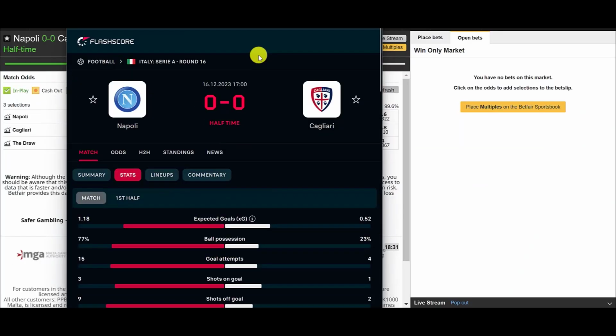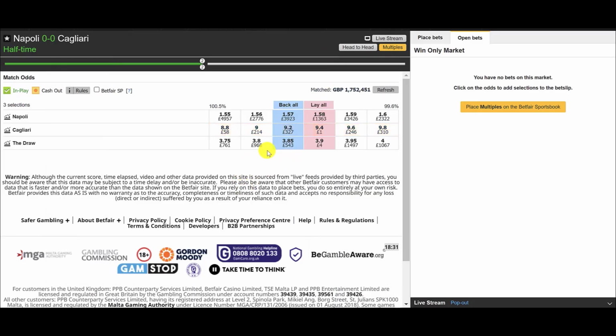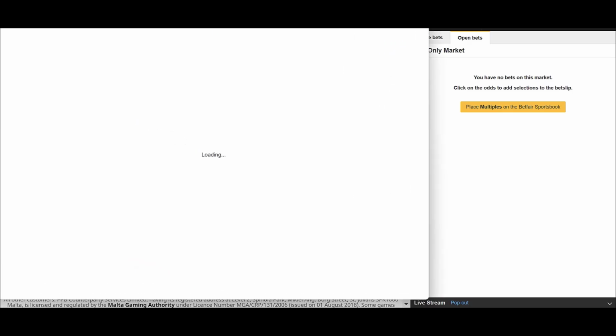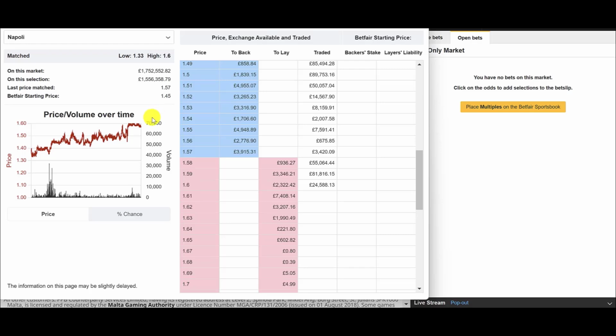Let's go. Half time in Serie A, Napoli against Cagliari, 0-0, as you can see. Now, Napoli, home team, very, very short price for half-time. I mean, they were a short price favourite. Let's bring it up just so you can get the full picture on this one. They're 1.57 currently, but they kicked off around 1.4.